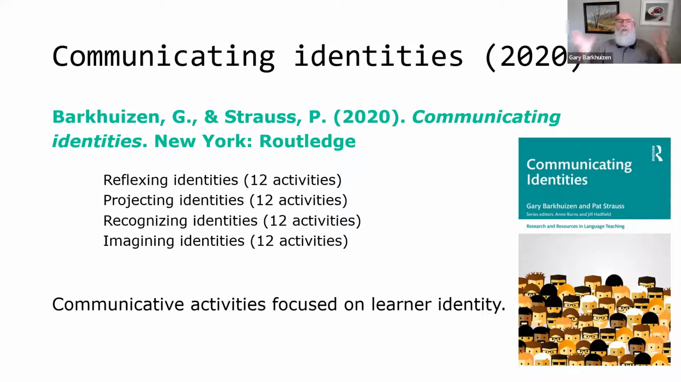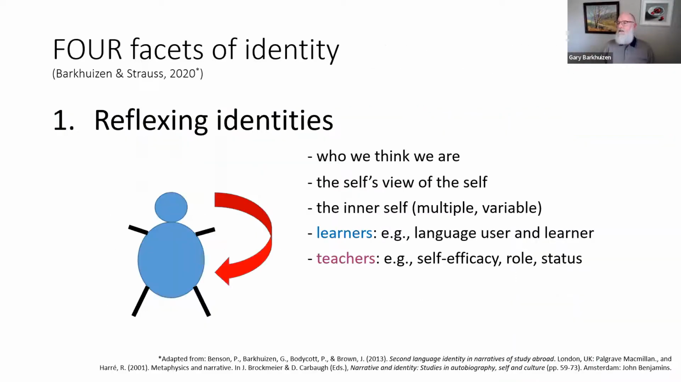The body of the book, the core of the book, are these 48 activities, communicative activities that are focused on learner identity. And just before I show you one or two of those activities, I just want to show you how we structured the book. It's divided into 4 sections, 4 different facets of identity. The first of these is what we call reflexive identities. This is who we think we are, the self's view of the self, the inner self.